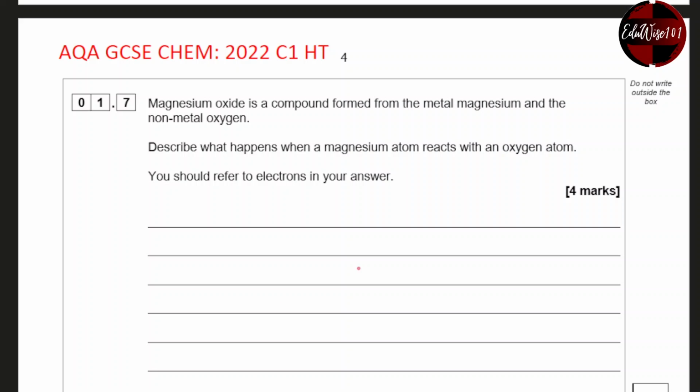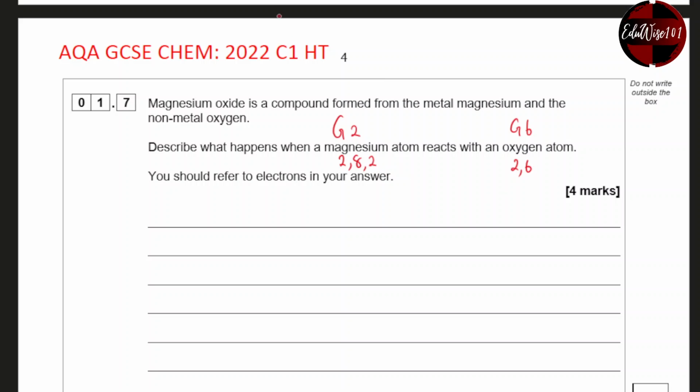Now, remember, magnesium is in group 2. Oxygen is in group 6. Oops, should have written that as 6, not as 0. So, group 6. So, magnesium has an electron configuration of 2,8,2 because its proton number is 12, or the atomic number is 12. Oxygen has an atomic number of 8. So, it has 6 electrons in the outer shell. So, it has 2 and 6.